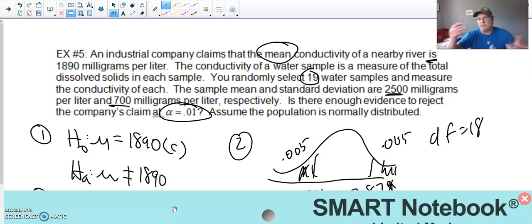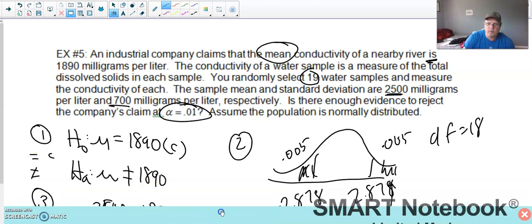Maybe some of you are getting better at this and you know what's going on. So the claim is equals. That's your claim. Everything else is not equal. So the null hypothesis is mu equals 1890. That's your claim. The alternate is mu does not equal 1890. Step 2, it's a two-tailed test because the alternate hypothesis says not equal.